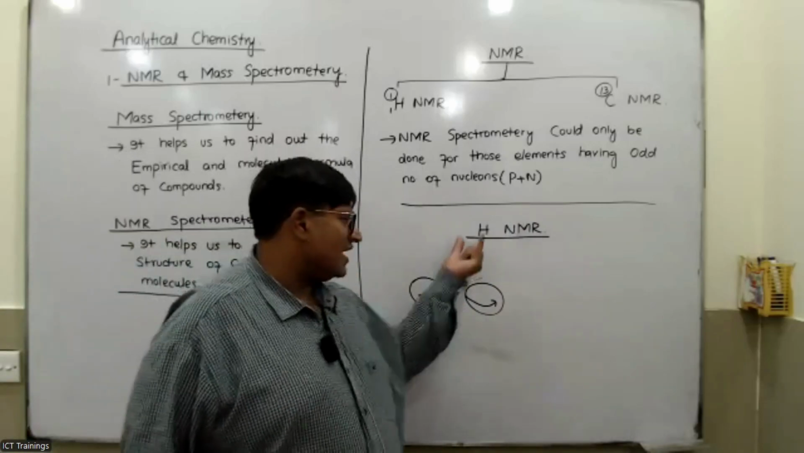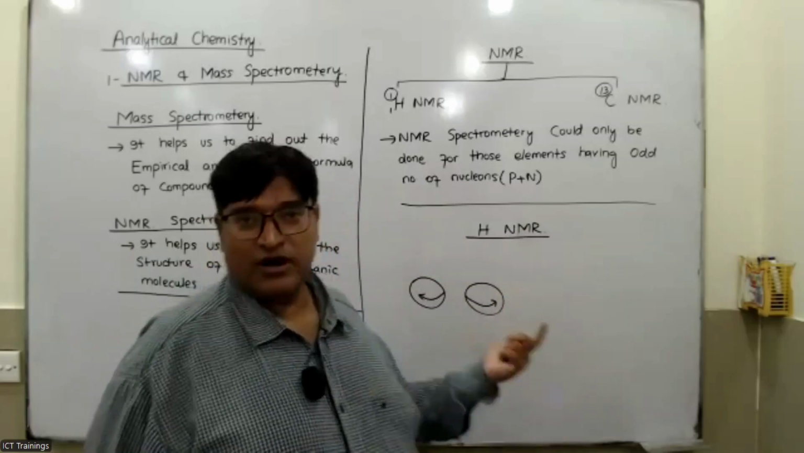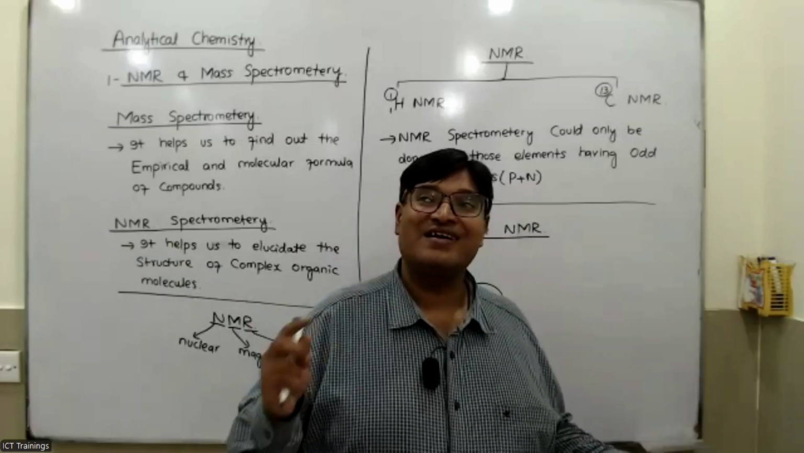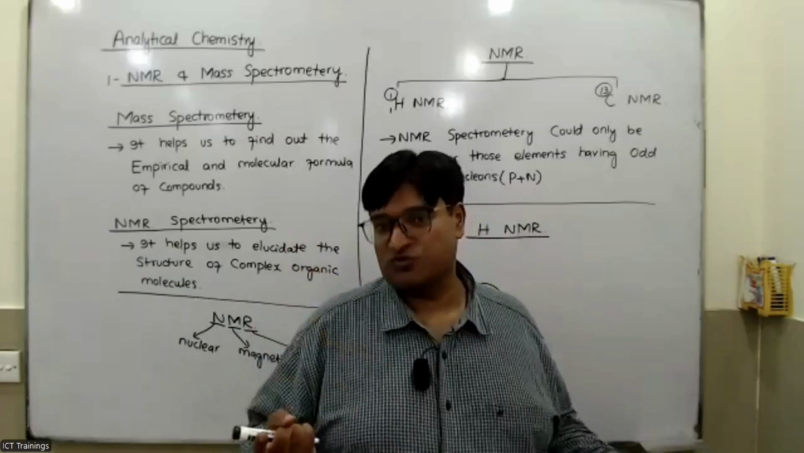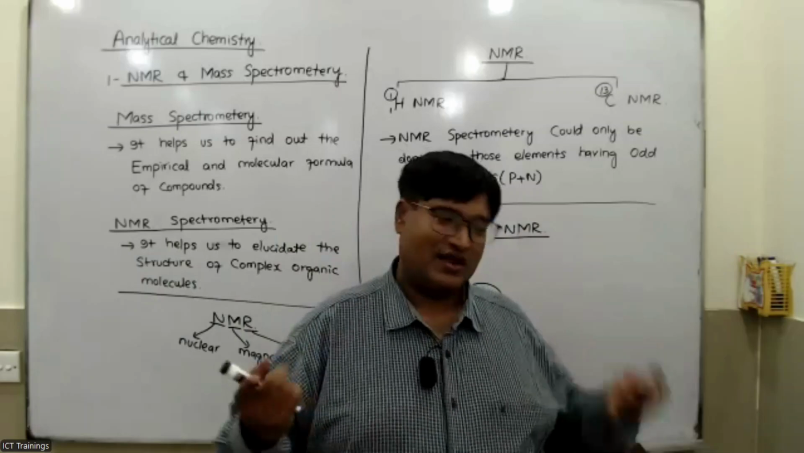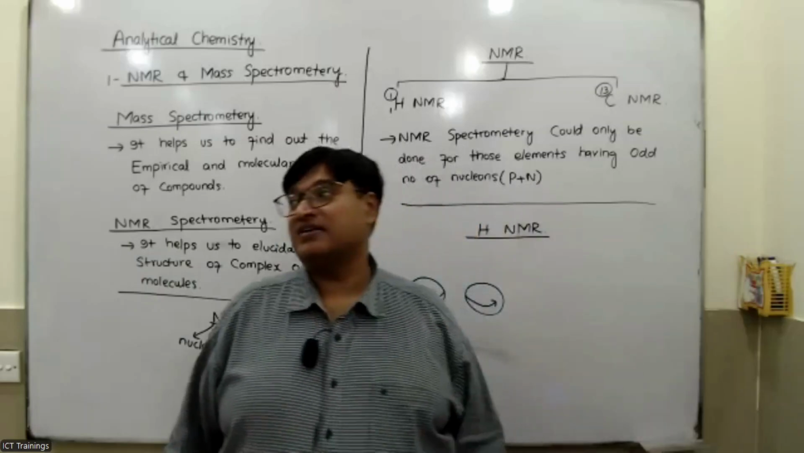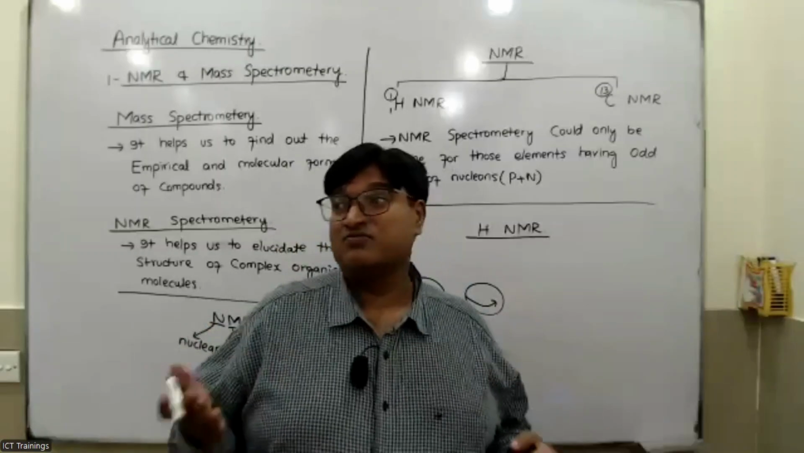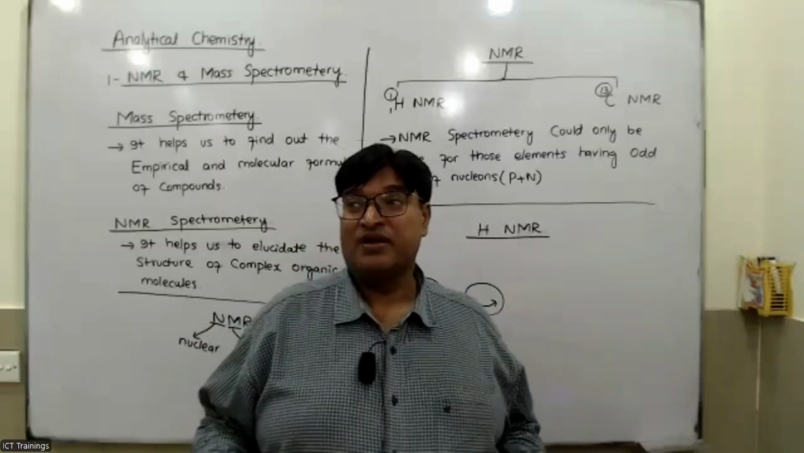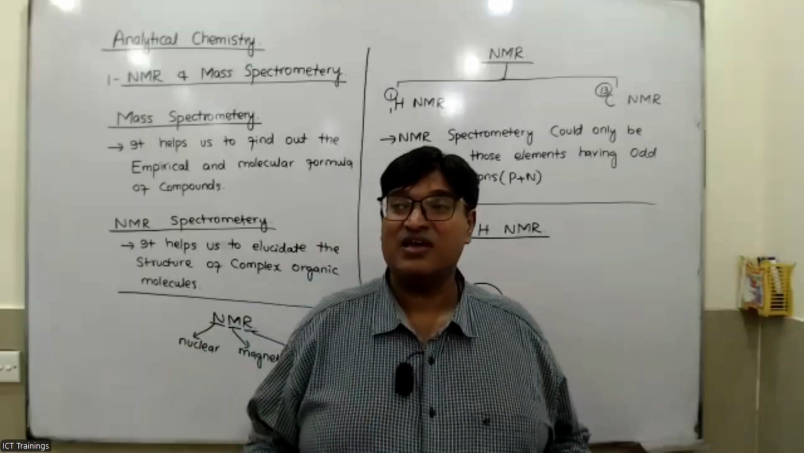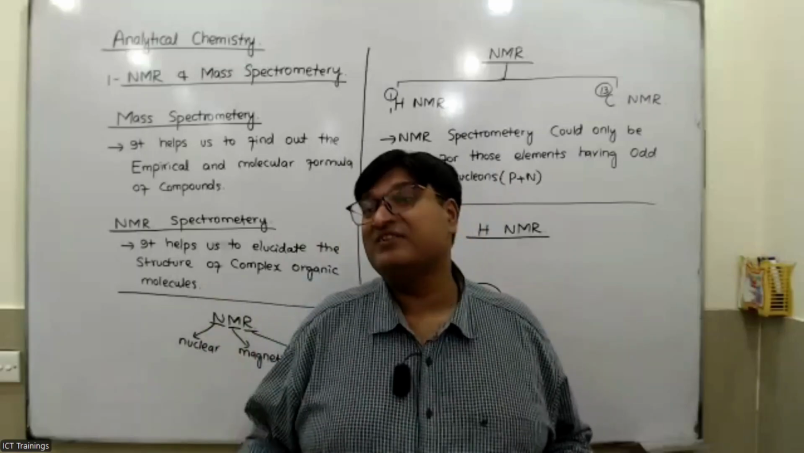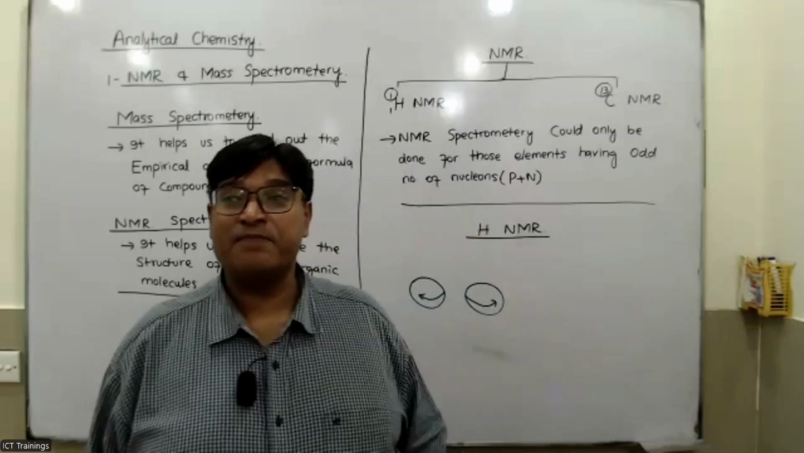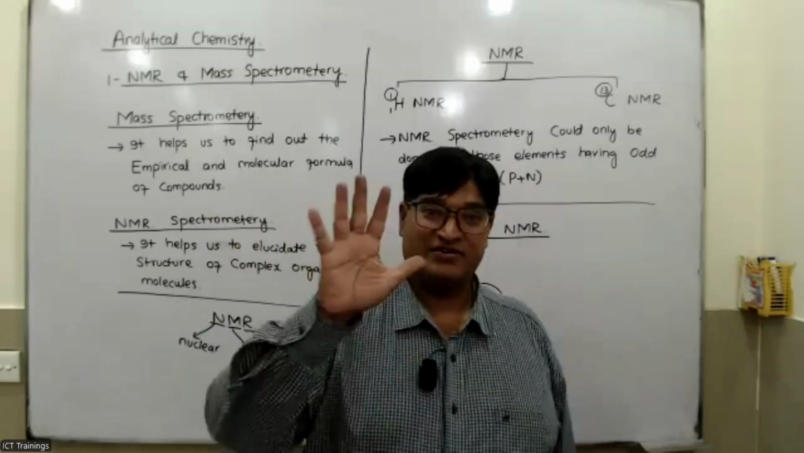Now you know that hydrogen has only one proton, and a proton has a positive charge. So when the nucleus is rotating, it means a positive charge is moving, is rotating. And you know that whenever there is movement of charges, a current can be produced. And when there is a current, a magnetic field is produced. Its direction can be found by Fleming's right hand rule.